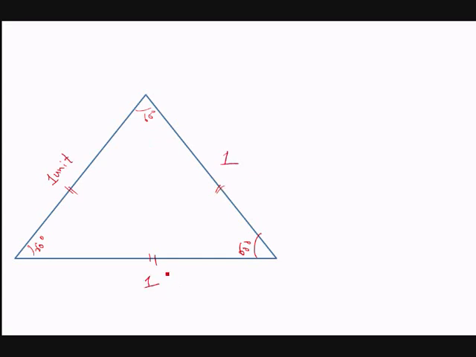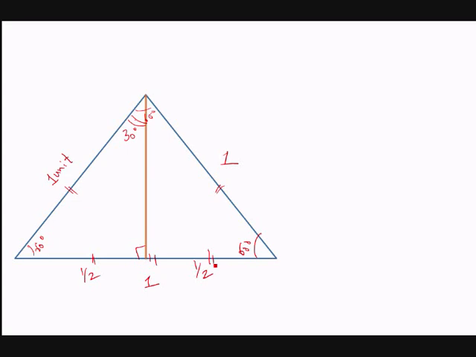I'm going to construct an altitude for this triangle. So it's done like this. This is known as an altitude because this is 90 degrees. This line cuts this angle into two equal parts and therefore this will be 30 degrees. This line also cut this base into two equal parts. Therefore each part is half unit.